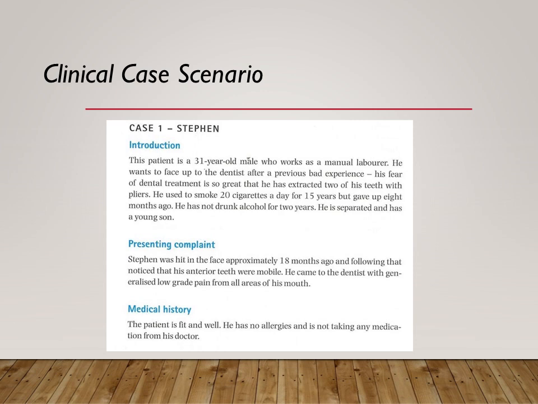So the patient is a 31-year-old male by the name of Stephen, who works as a laborer. He wants to face up to the dentist after a previous bad experience. The patient is very apprehensive, and he was so scared of coming to the dentist that he extracted 2 of his own teeth using pliers. And he was an aggressive smoker. For 15 years he smoked 20 cigarettes a day, but he gave up 8 months ago, so he's trying to quit. He's been sober also for 2 years, so he's abstaining from smoking and alcohol, and he is separated, so he is a divorcee and has a young son.